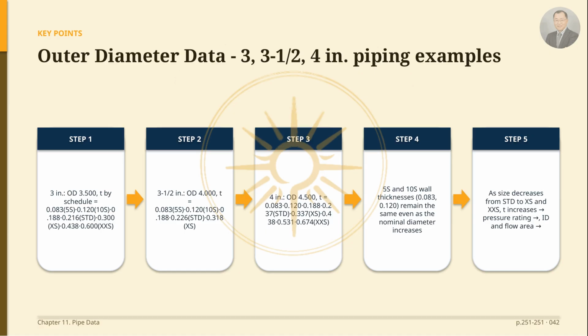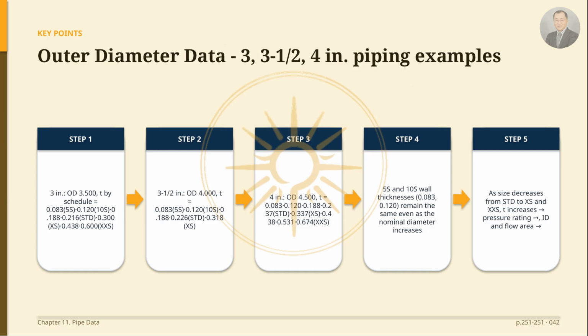This slide is a reference table summarizing the outside diameter and wall thickness data by schedule for 3 inches to 4 inches piping. It shows the principle that even as the nominal diameter increases, the wall thickness for 5S and 10S starts identically at 0.083 and 0.120, and the wall thickness increases as you move to higher grades, such as standard or extra strong, thereby increasing the pressure rating.